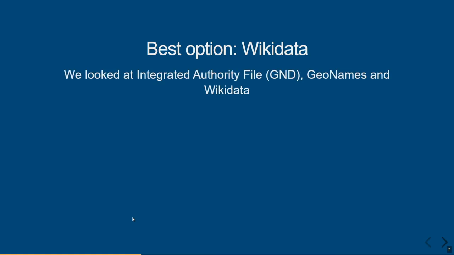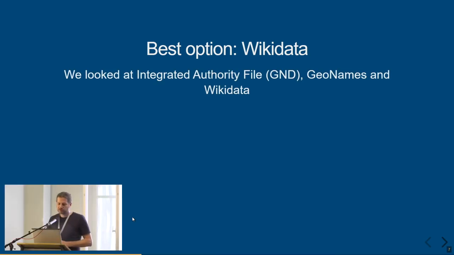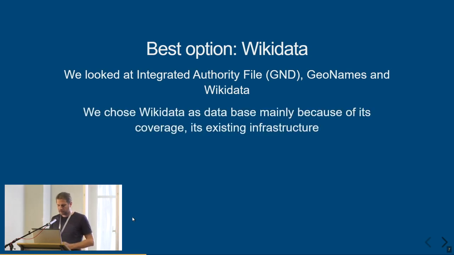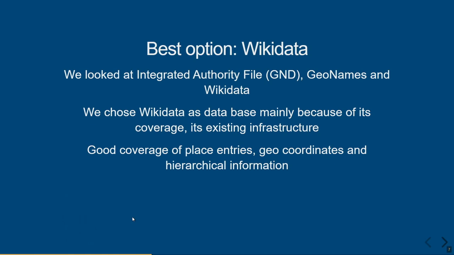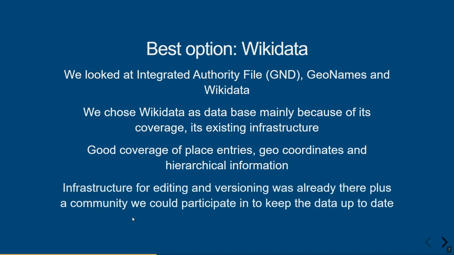We chose Wikidata for this task. We also looked at the GND, the integrated authority file, and GeoNames, but Wikidata had the best coverage and the best infrastructure. The coverage for the places and the geo-coordinates we need, and the hierarchical information. For example, there were a lot of places also in the GND, but there was no hierarchical information in there. And Wikidata also provides the infrastructure for editing and versioning, and there's also a community that helps maintain the data, which is quite good.